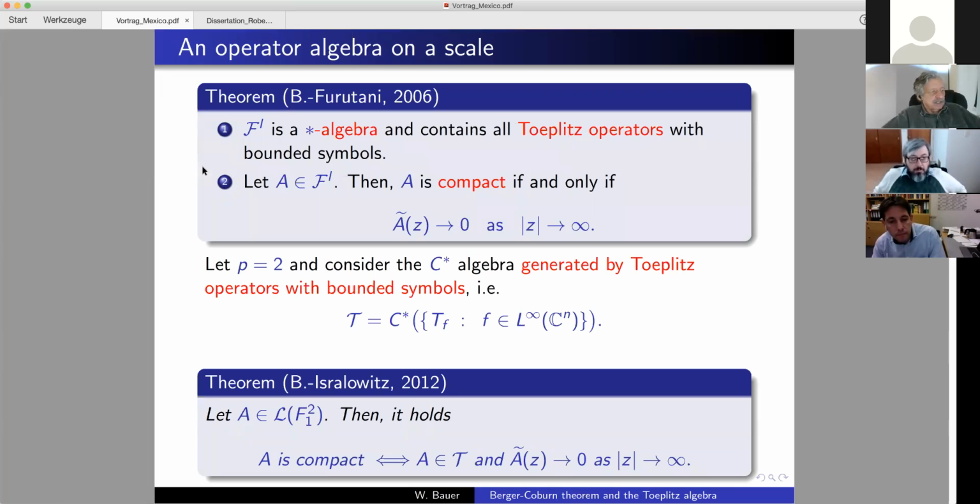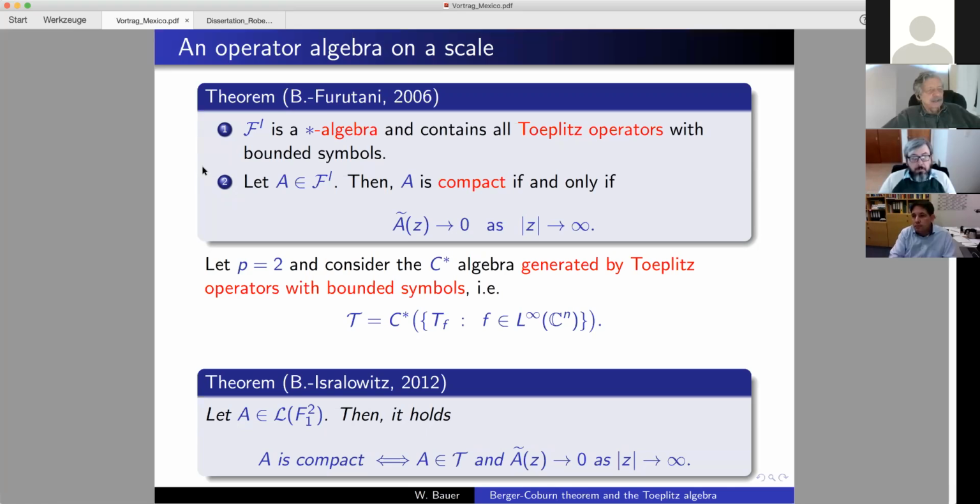Do you have such an example for the Fock space? The Toeplitz, the Berezin transform vanishes at the boundary. Yes. But the operator does not belong to the Toeplitz algebra? Yeah, of course. There are very simple examples, just the reflection of the argument. So if you look at the operator f of z goes to f of minus z, that's an example. It's a unitary operator.